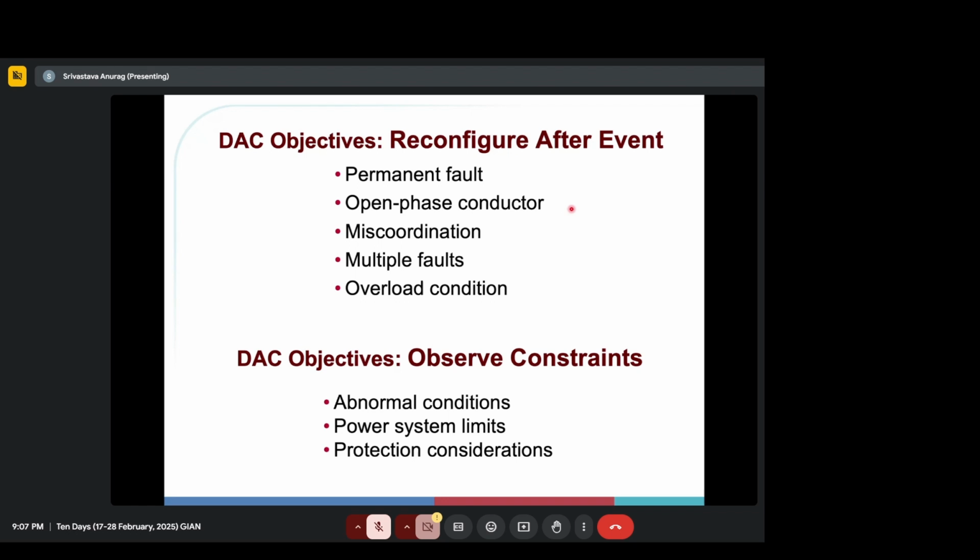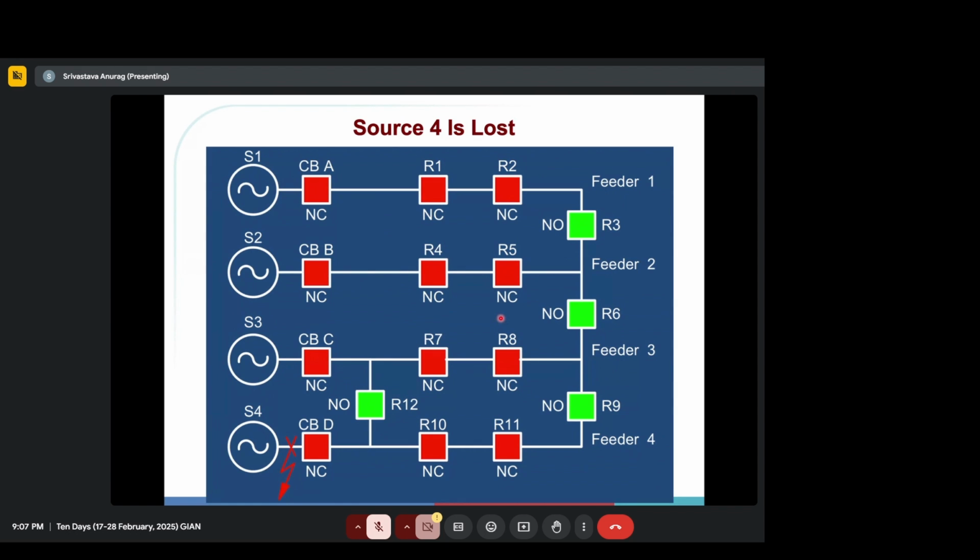If a conductor is open for some reason, we need to fix that, and then coordination in the protection and other things need to be fixed. Multiple faults create more complexity. We need to determine that and then handle the overload condition. The objective is the same: abnormal conditions need to be detected, and limits need to be detected.